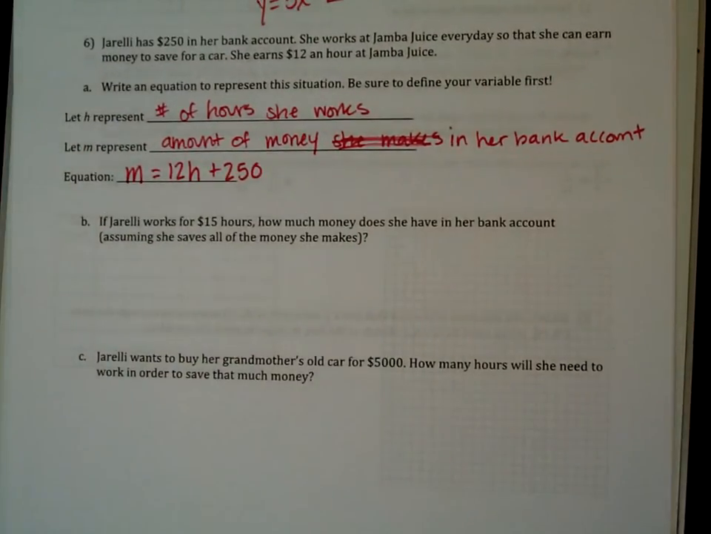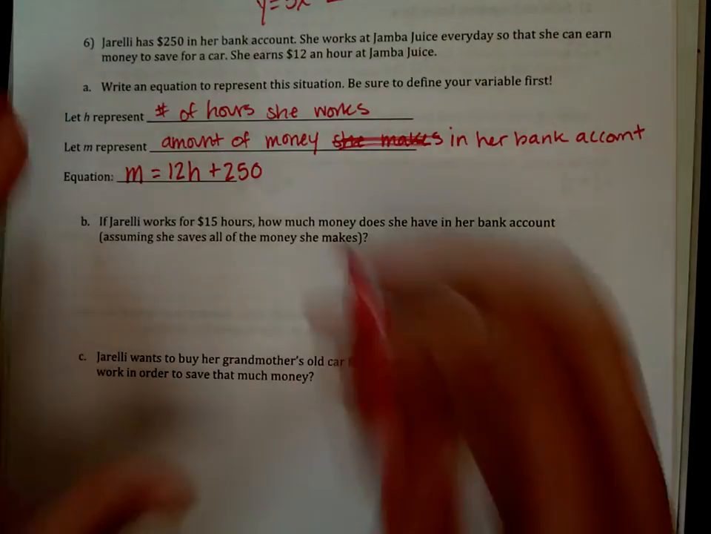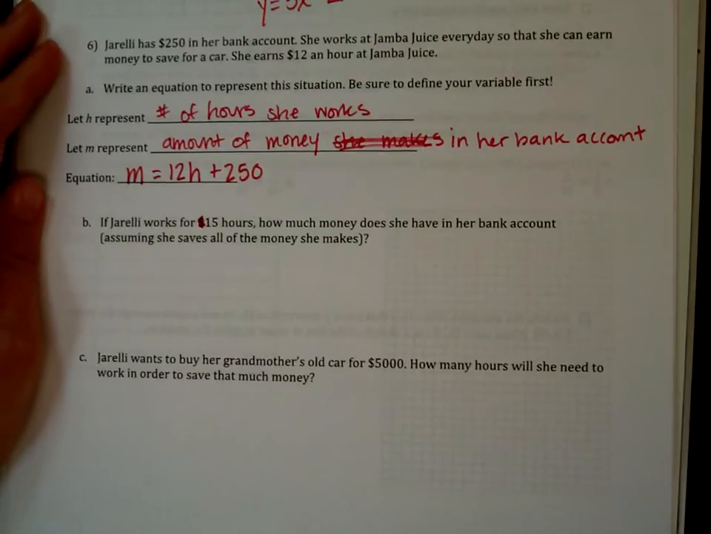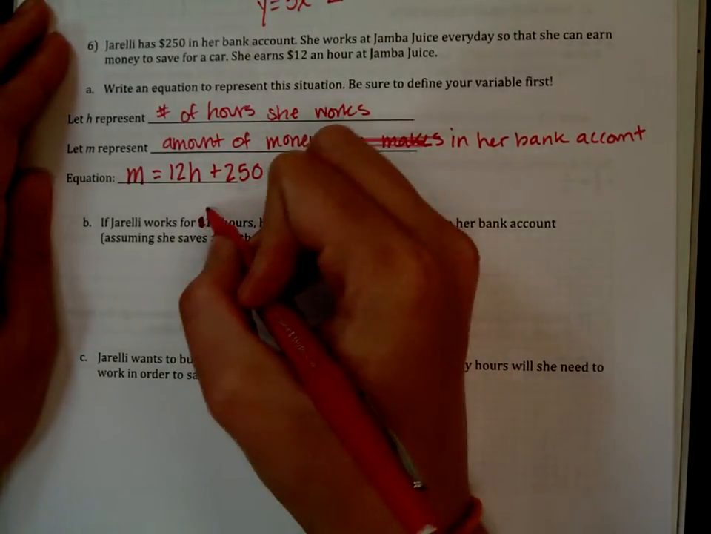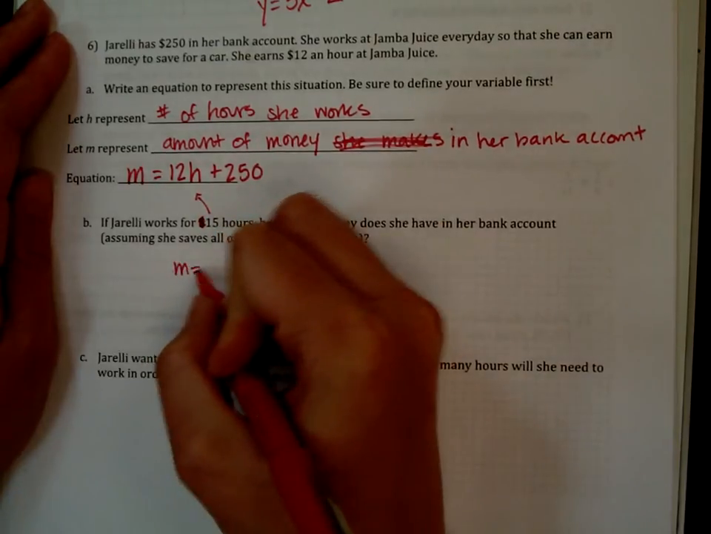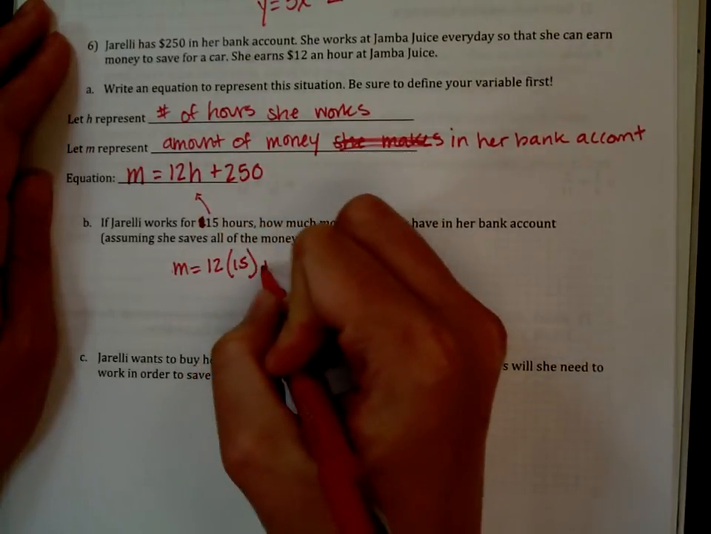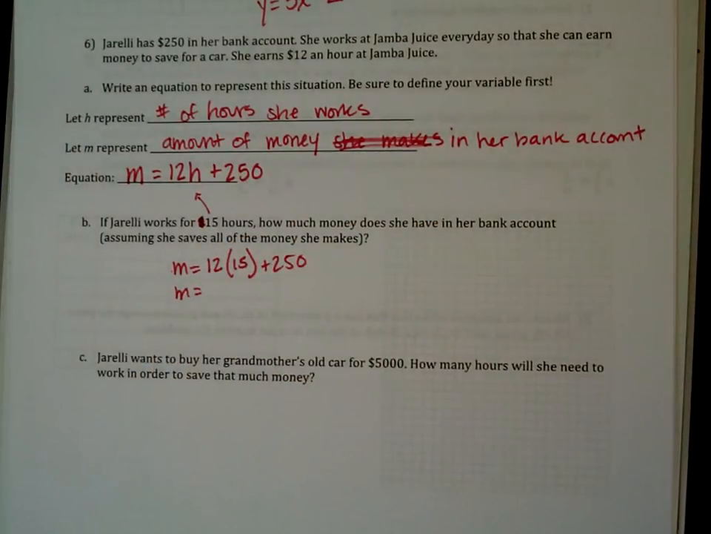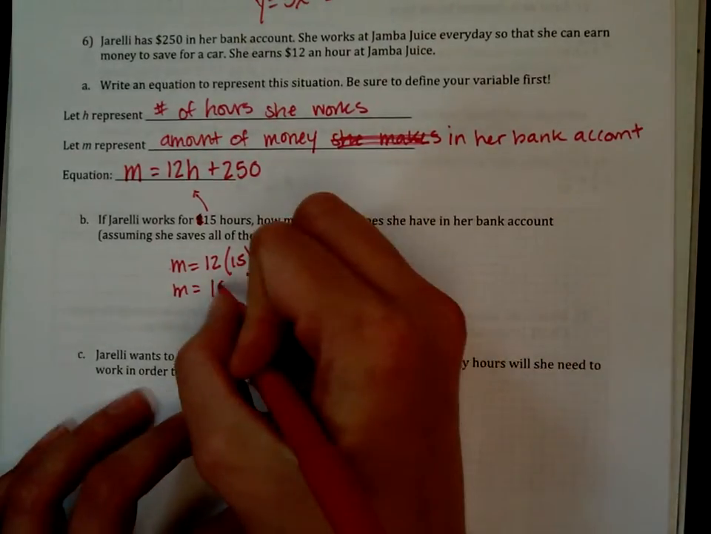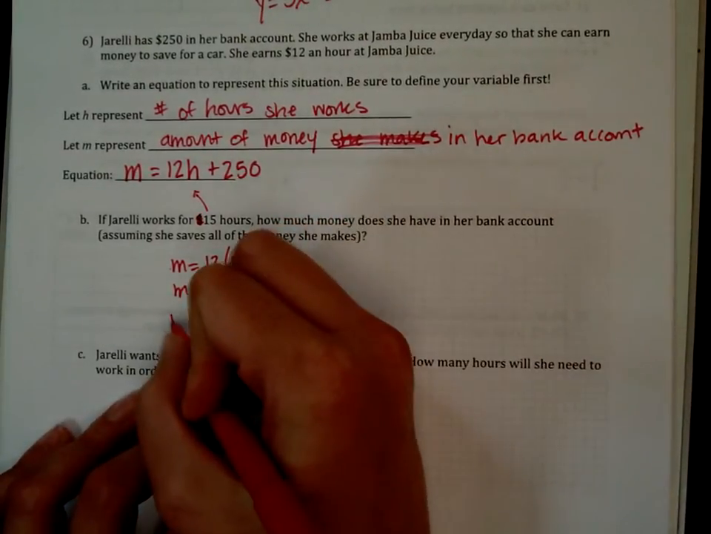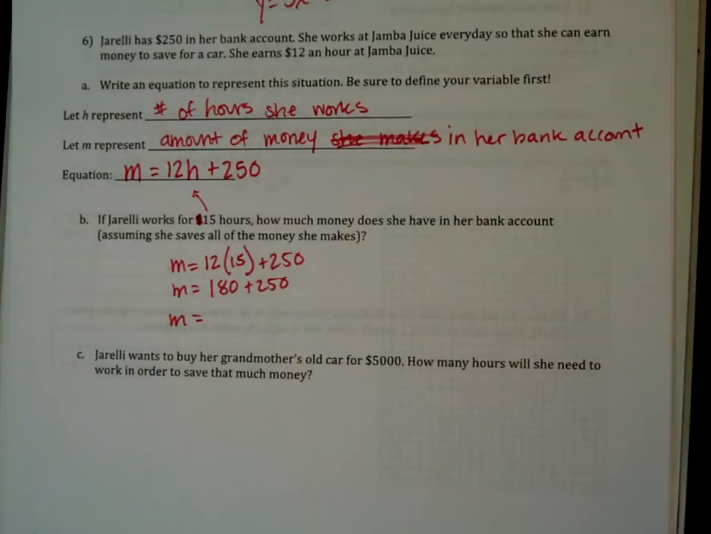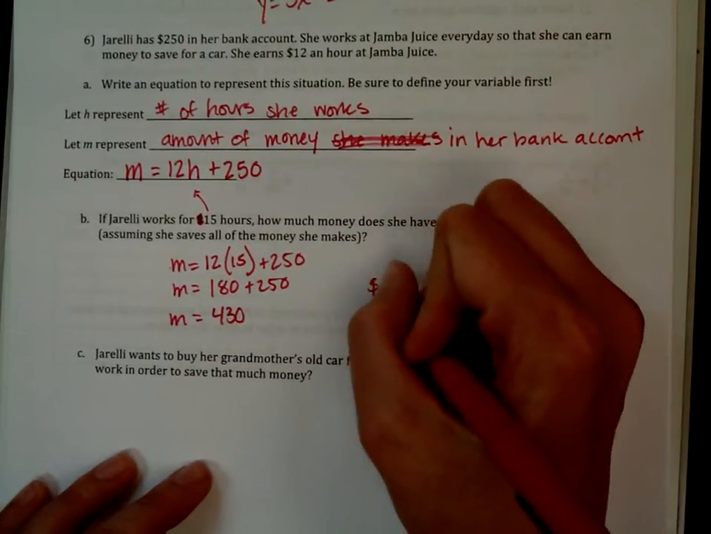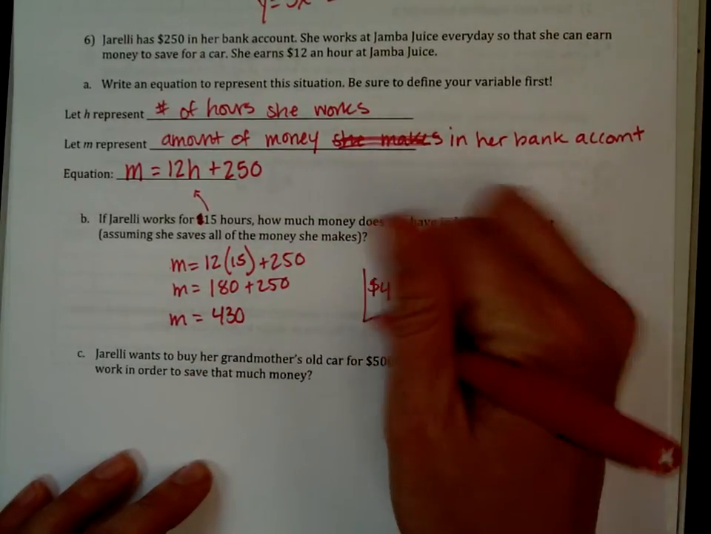If Jarelli works for 15 hours, so that's a typo, 15 hours, how much money does she have in her bank account? So we'll just plug 15 in for H. So we get M equals 12 times 15 plus 250. 12 times 15 is 180. And then plus 250 is 430. So she would make $430 for working 15 hours.